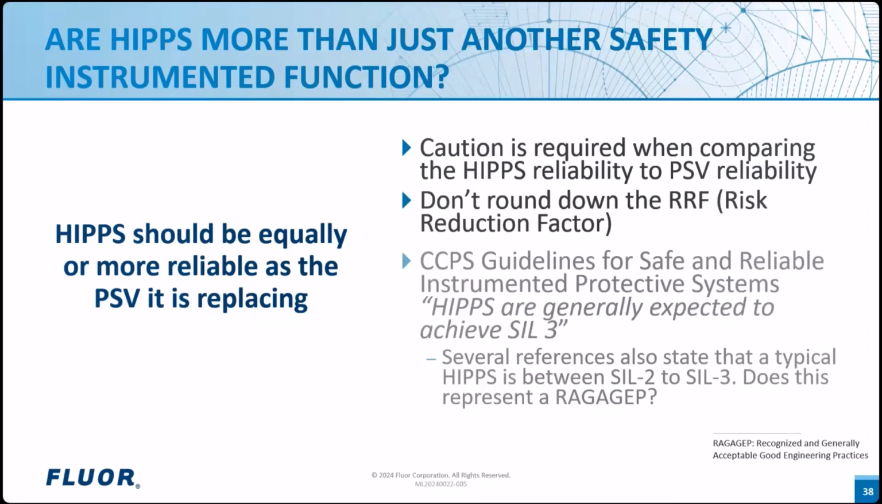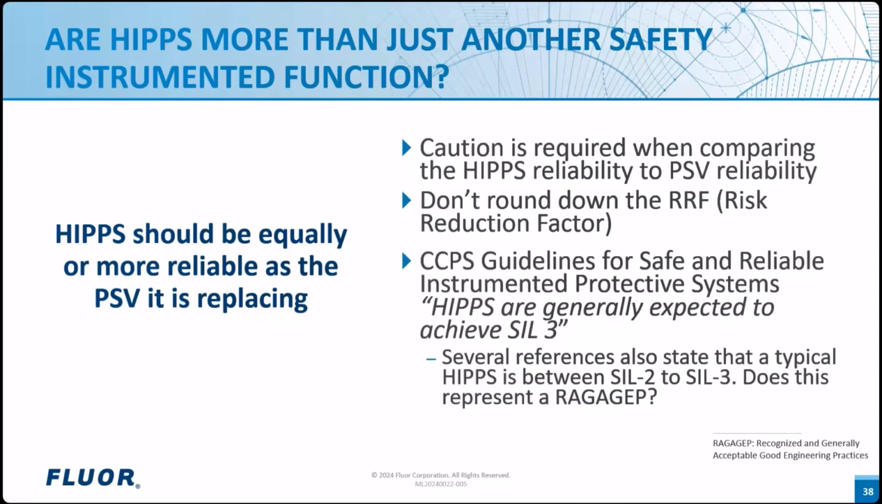Some other considerations: be aware that a certain SIL performance covers a range of performance. It is not recommended to round down the risk reduction factor. There's a significant difference in reliability between a SIL 3 with an RRF of 1,000 versus 10,000. This, of course, is a general rule applicable to all SIFs.